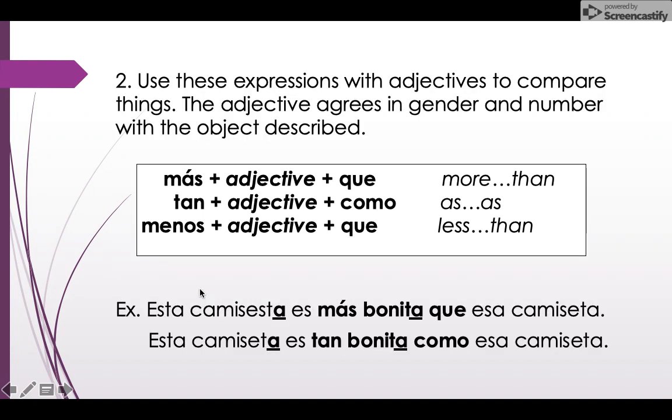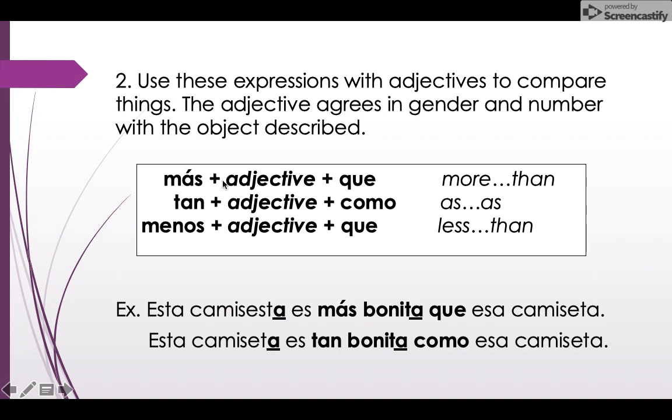Okay, next slide here. All right, go ahead and write a number two. Number two, you're going to use these expressions with adjectives to compare things. The adjective agrees in gender and number with the object described. This is another little thing when we use demonstrative adjectives. We also use comparatives: more than, equal to, or less than. So más is more.